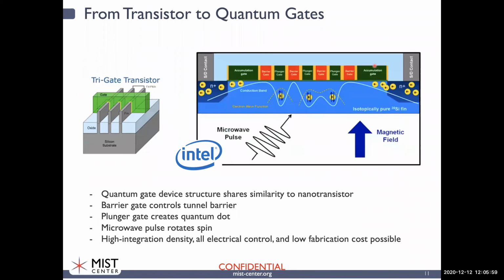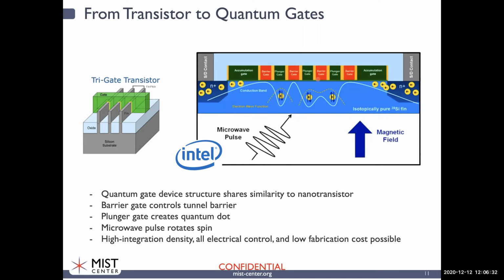So one attractive feature of quantum computing based on semiconductor is to leverage existing semiconductor technologies. On the left side, you see a diagram of an Intel tri-gate transistor, and on the right side, you see a typical quantum gate configuration. Here we use the plunger gate to create the quantum dots, and the barrier gate to modulate the barriers that confine these quantum dots.